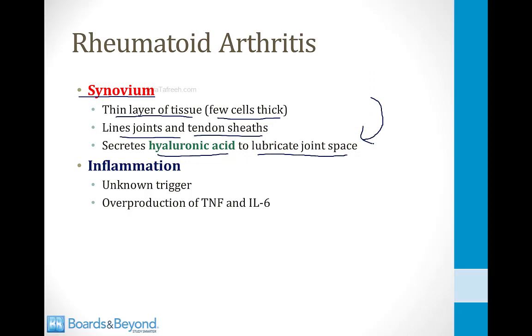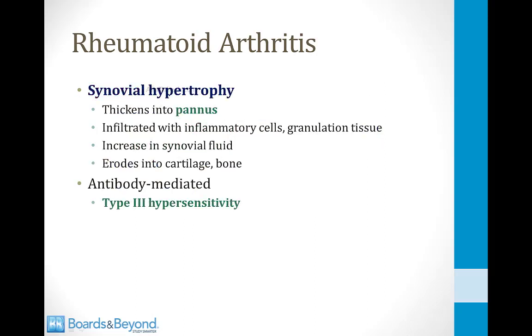The pathophysiology of rheumatoid arthritis involves inflammation of the synovium. There's an unknown trigger, and there's overproduction of cytokines, especially TNF and IL-6. And you should remember TNF because, as we'll talk about later, many of the drugs used to treat rheumatoid arthritis are TNF blockers. When the synovium becomes inflamed, it can hypertrophy and it can thicken into a structure that is called a pannus.